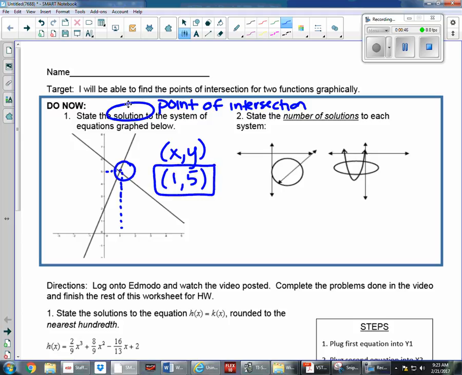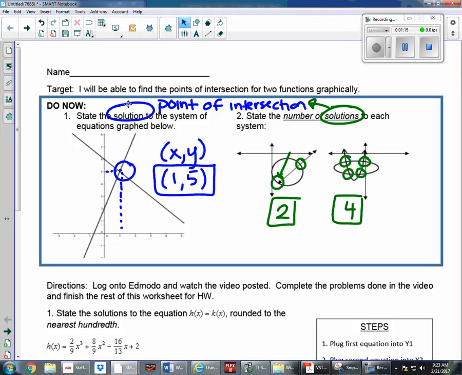Number 2 asks you how many solutions there are. Solutions, again, are what we just wrote, points of intersection. In the first graph, there are 2 points of intersection. You might be a little thrown off by this graph, but there is an arrow right there, so that line would go on infinitely in the direction of the arrow. The second graph has 4 points of intersection.